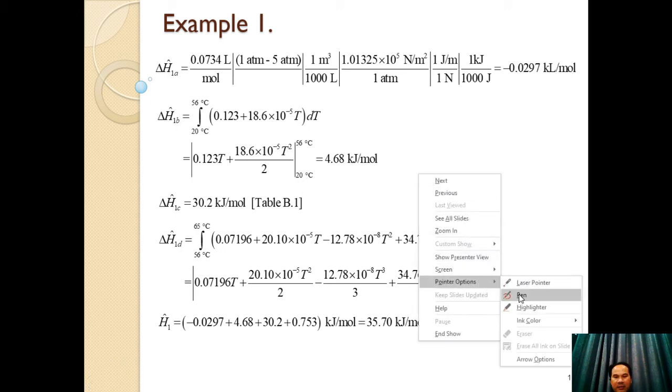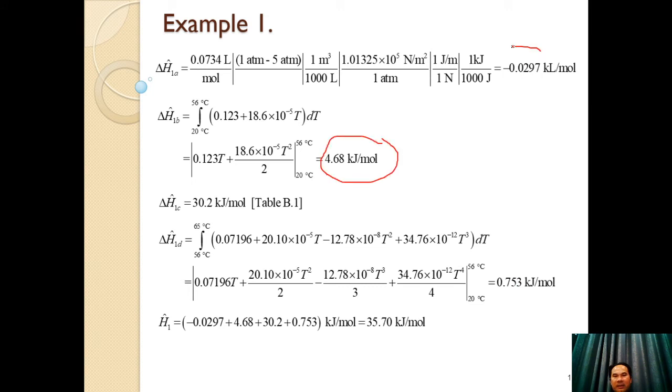Or the S2, 1, 2, S1A, 1B. And then the S1C is the heat of vaporization. You can open it from table B1. Right.